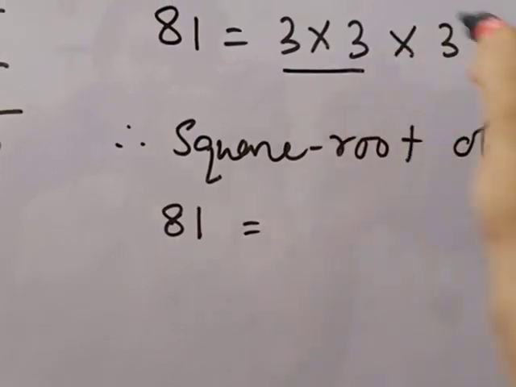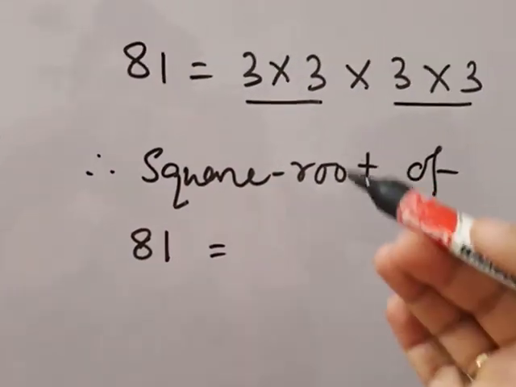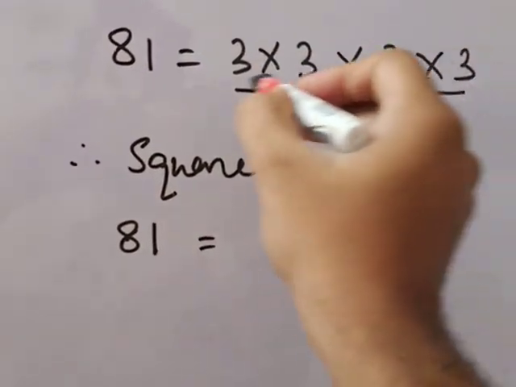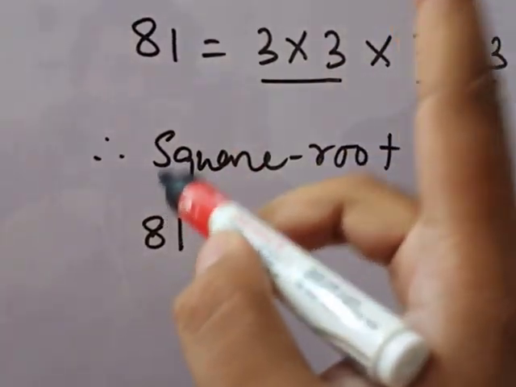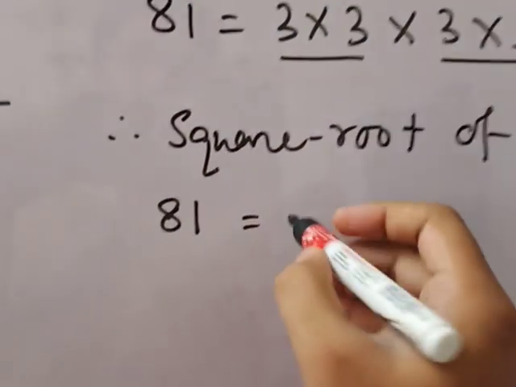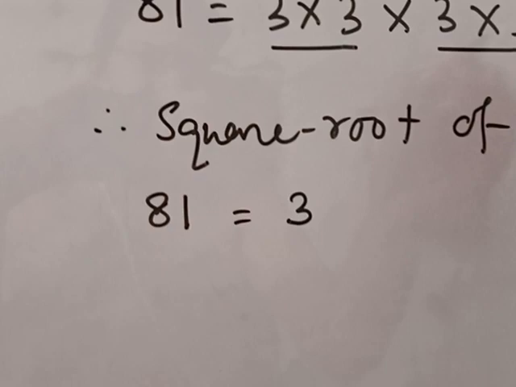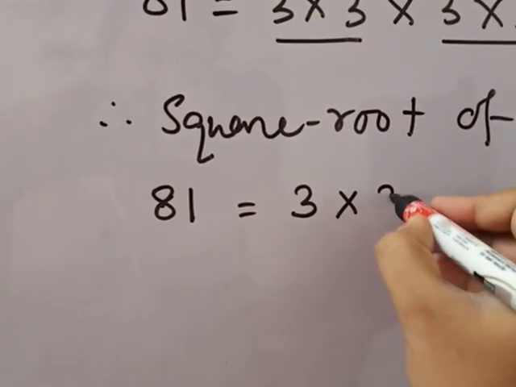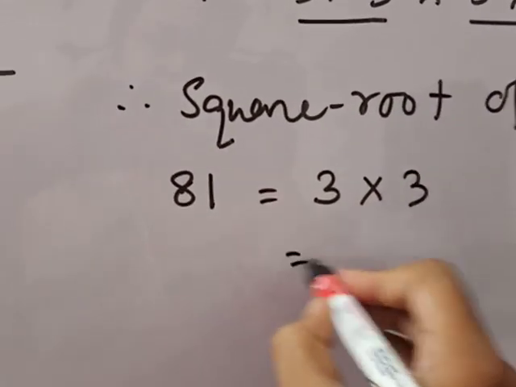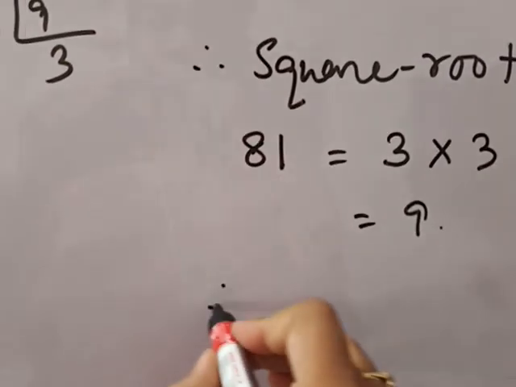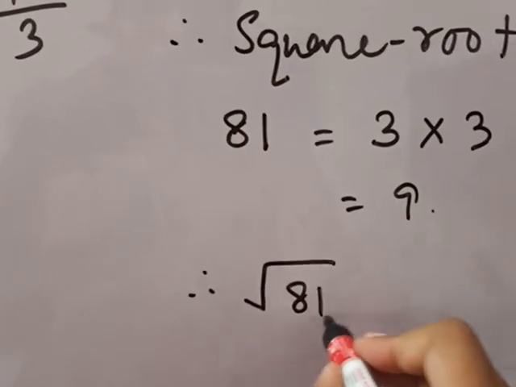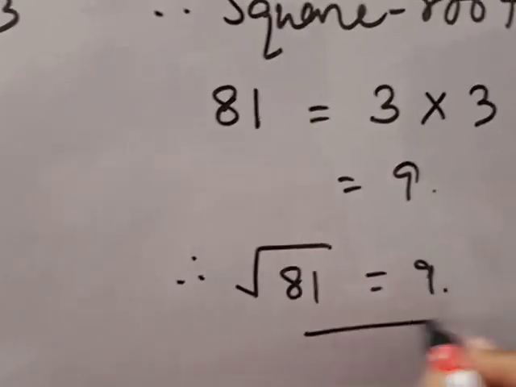that means you have to choose the pairs. From one pair we take one number. So 3 into 3, we get 3, and from here also we take 3. So this is 9. So we can write root 81 equals 9.